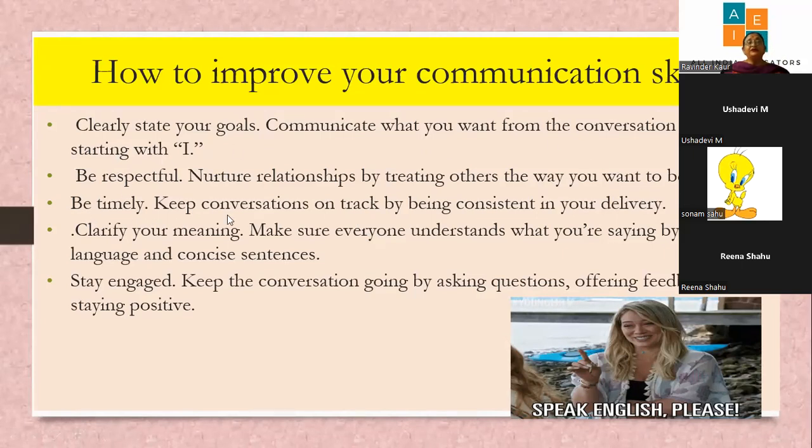And be timely. Keep conversations on track by being consistent in your delivery. Clarify your meaning. Make sure everyone understands what you are saying by using clear language and concise, small sentences. Stay engaged. Keep the conversation going by asking questions, offering feedback, and staying positive. Very, very important to stay positive.